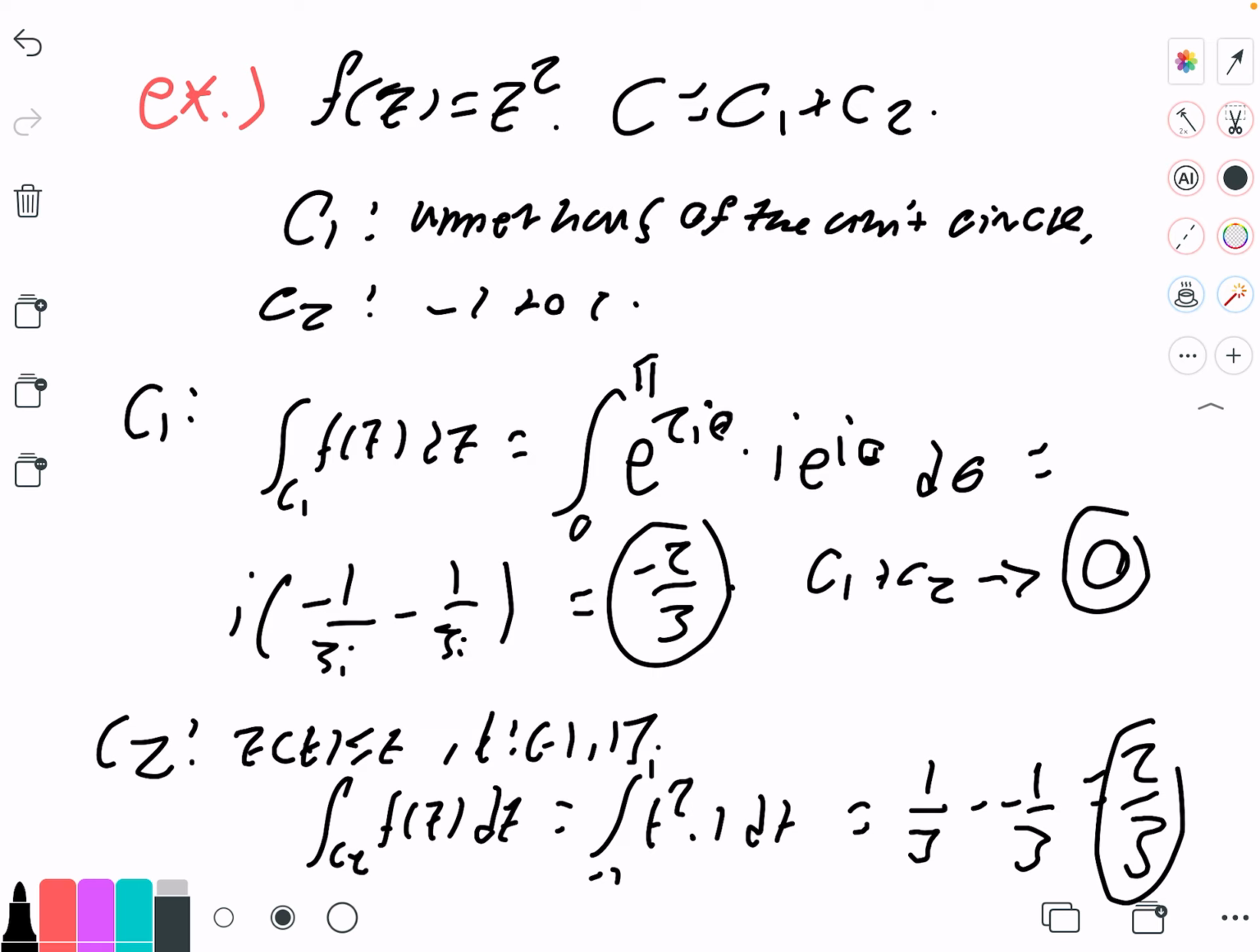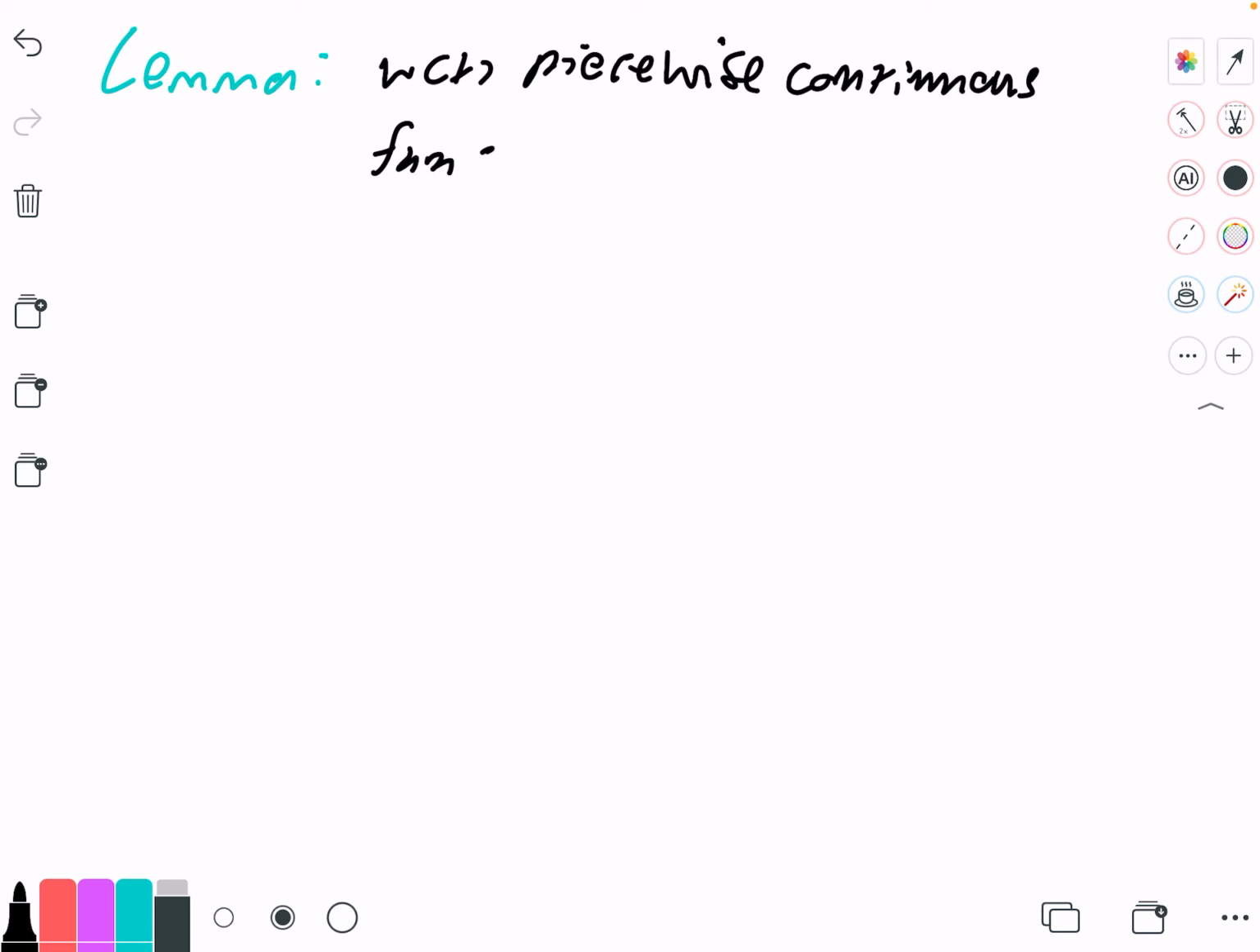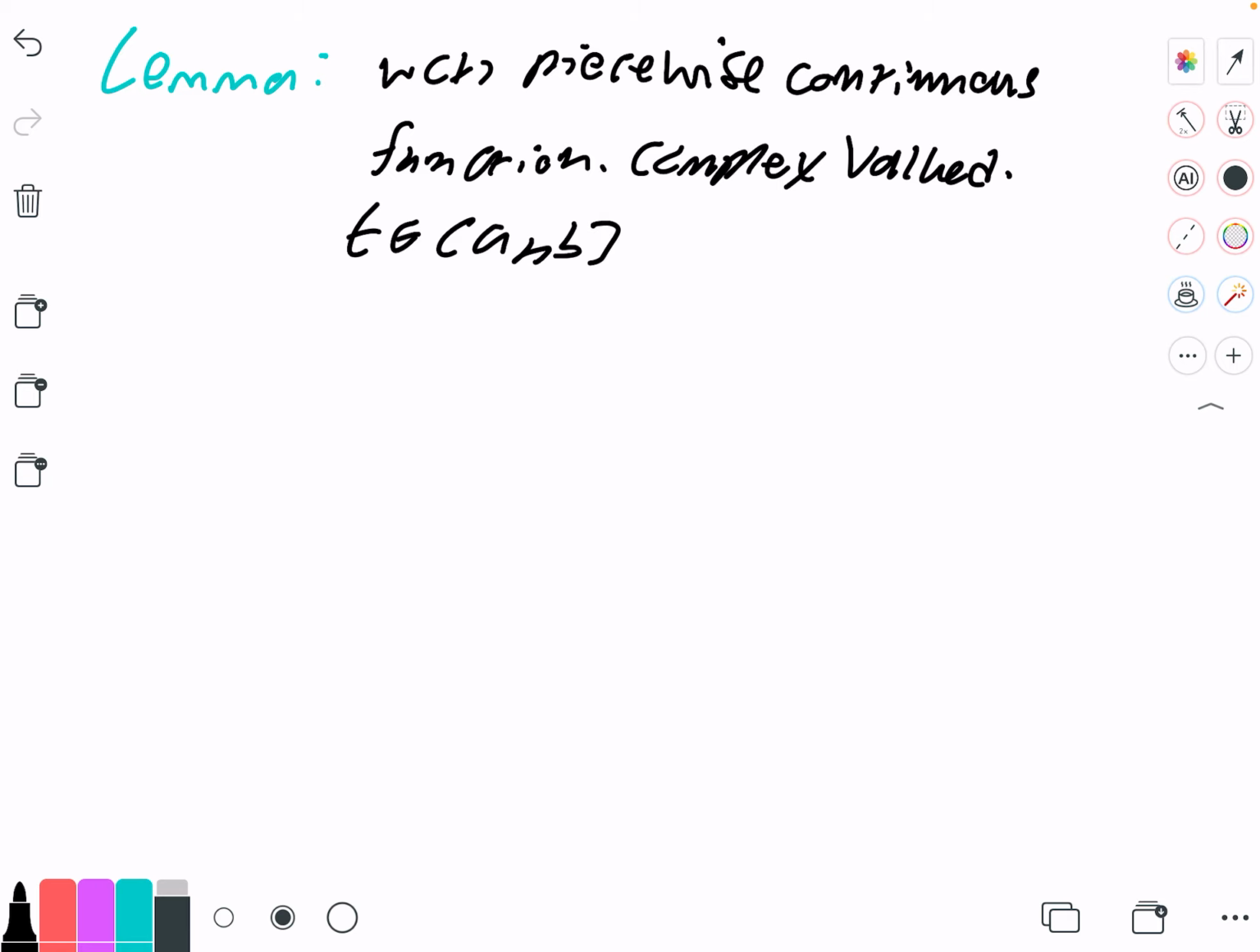Next, let's look at something, a very famous inequality in real analysis as well. So this is a lemma, but I guess you could call it a theorem. It's pretty important. So let's say w of t is a piecewise continuous function and its values are complex. And say we define this on the interval t from a to b.